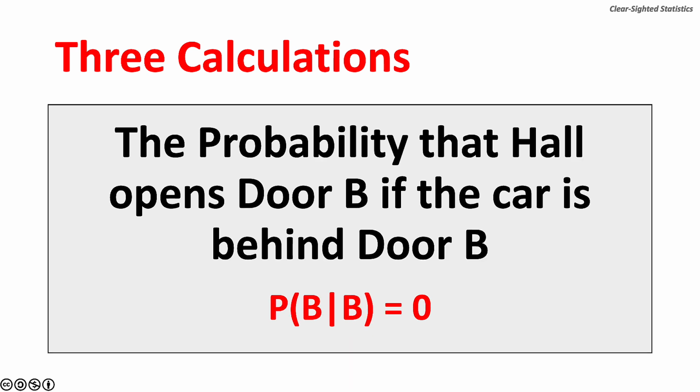2. The probability that Hall opens door B if the car is behind door B. If the car were behind door B, Hall would not open this door. This probability therefore equals 0, and the posterior probability would be 0.